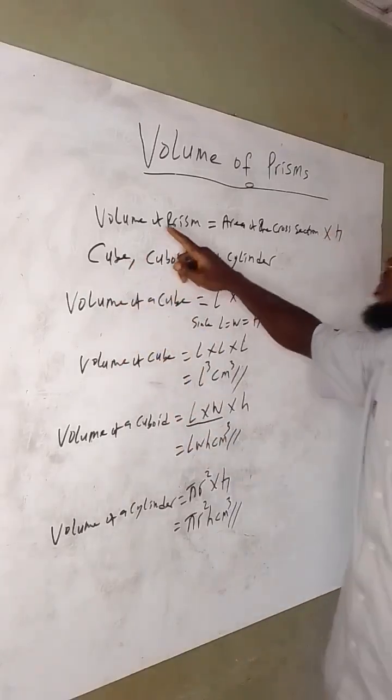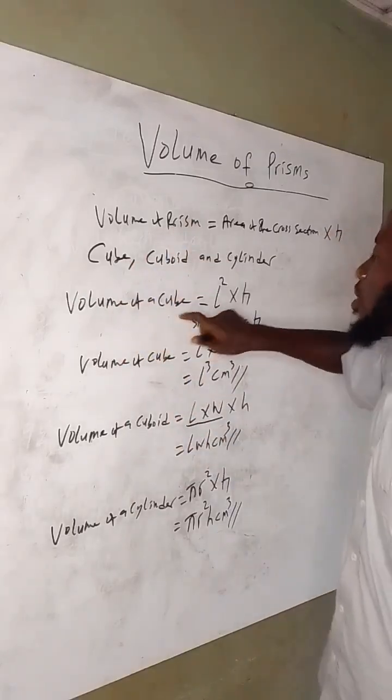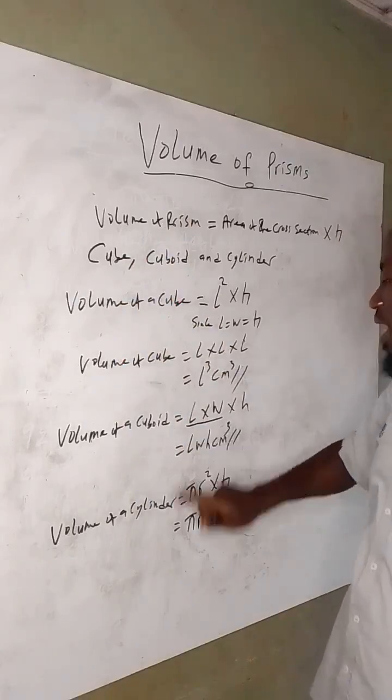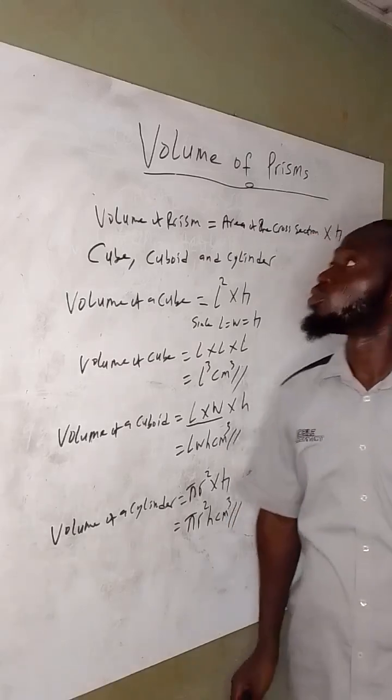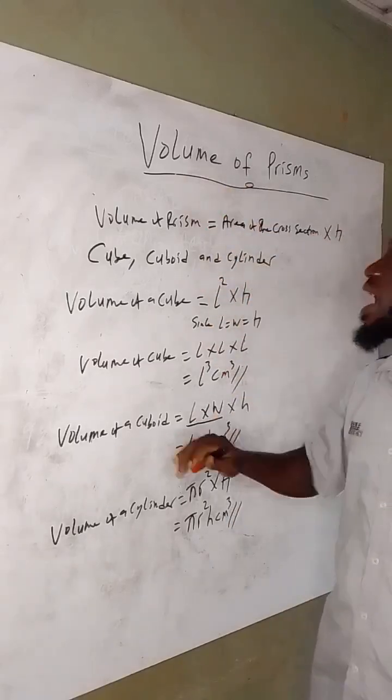So today we talked about the volume of a prism, which is the volume of a cube, the volume of a cuboid, and at the same time the volume of a cylinder. In our next class, we are going to move towards the surface area of what?